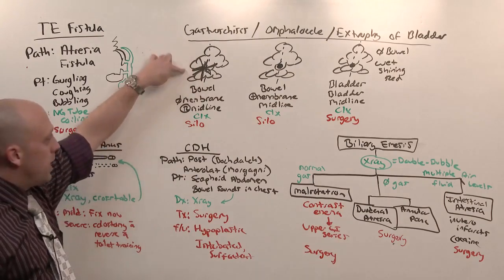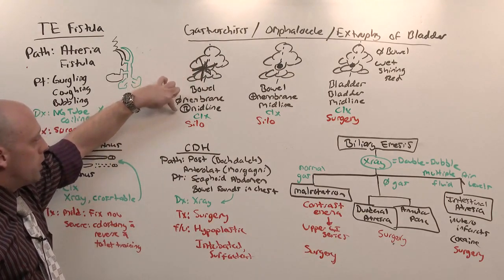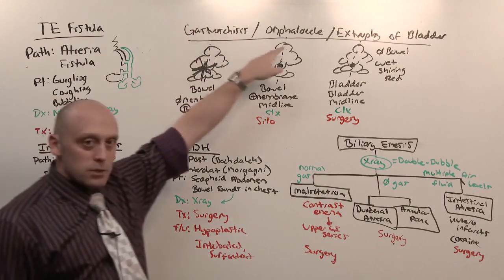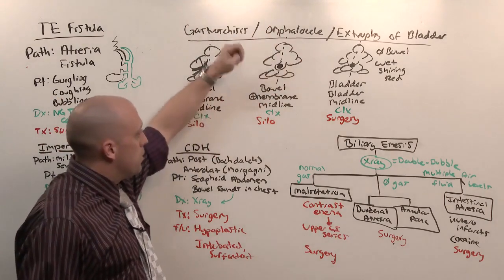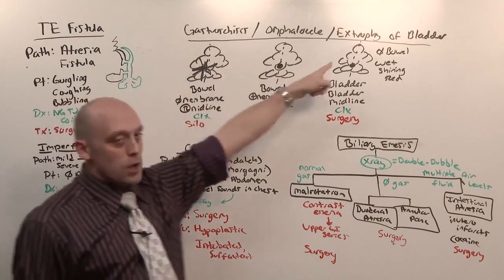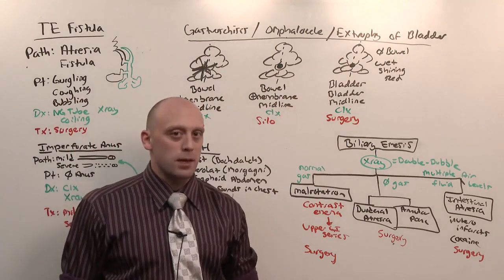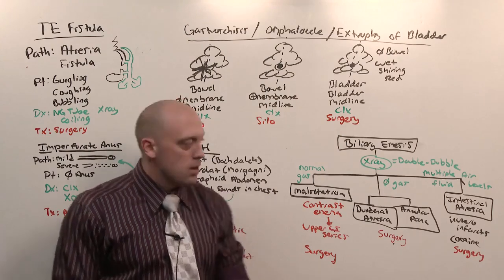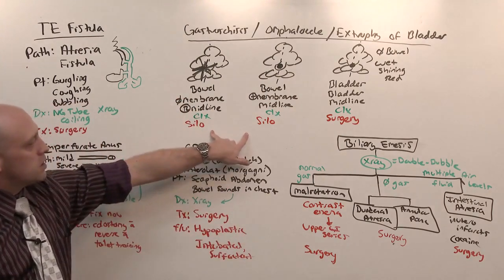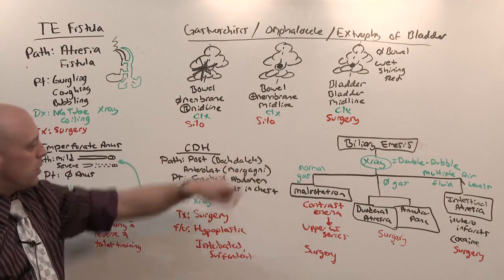Gastroschisis, angry sounding, angry looking. Bowel, no membrane, right of midline. Omphalocele, happy sounding. Membrane, midline, bowel. Exstrophy of the bladder, something in the midline that's red, shiny, and wet. Silos for gastroschisis and omphalocele, surgical repair for the bladder.